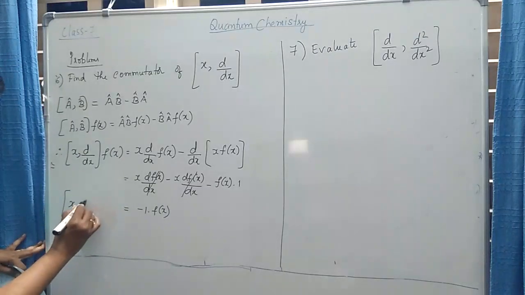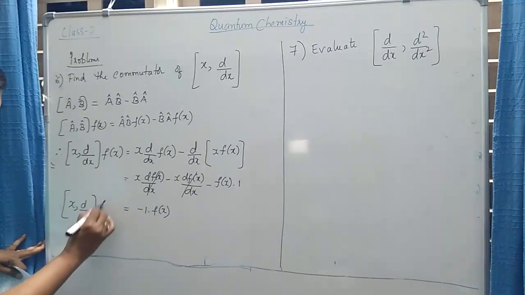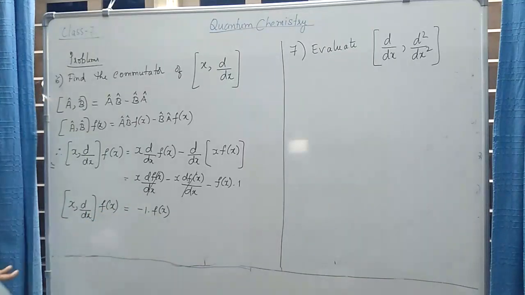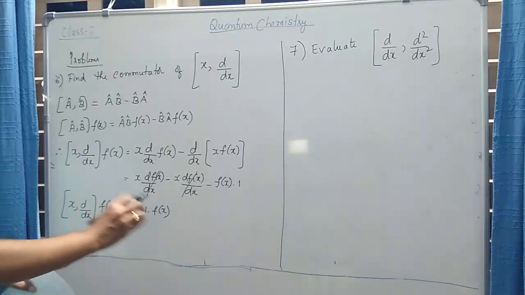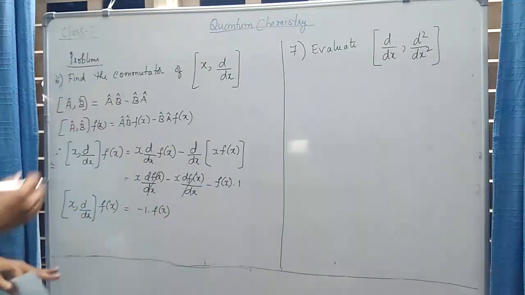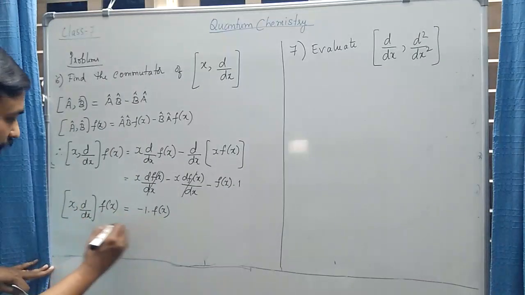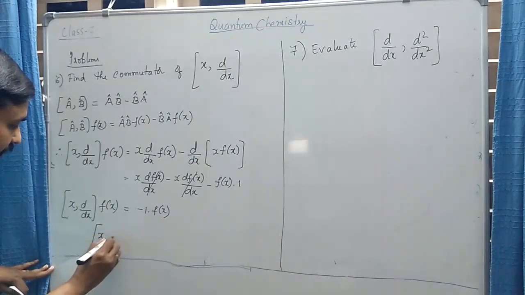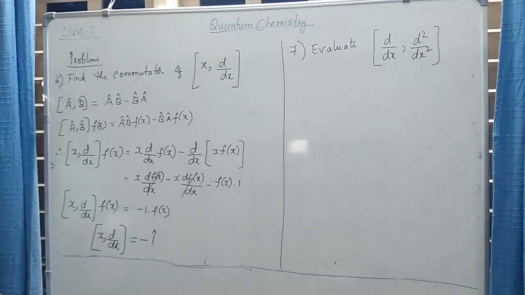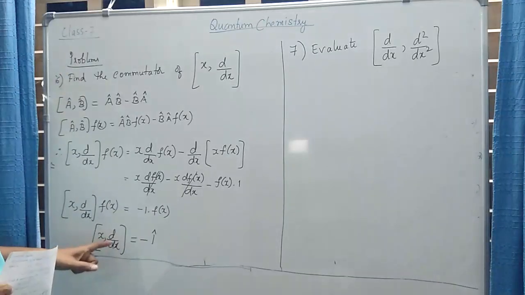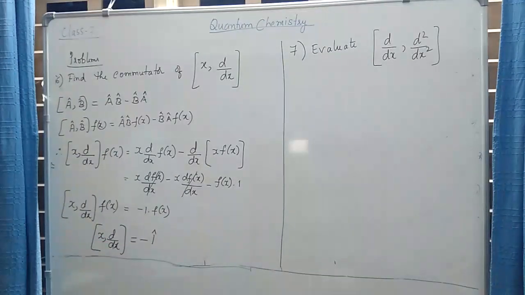In the LHS you have the commutator of x comma d by dx of f of x. If I remove this arbitrary function, because these functions were never given, we simply assigned some random function, we get the corresponding operators. The commutator of x and d by dx is minus 1. So the commutator operator of x and d by dx is a simple multiplication operator, just multiplying by minus 1.